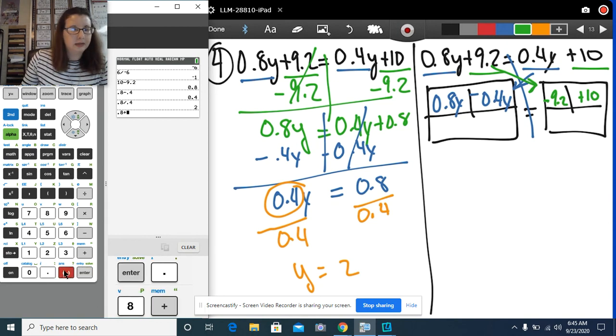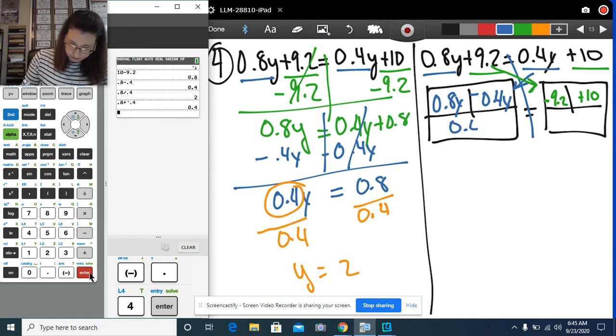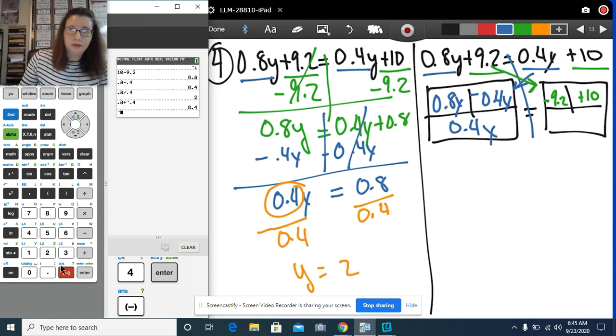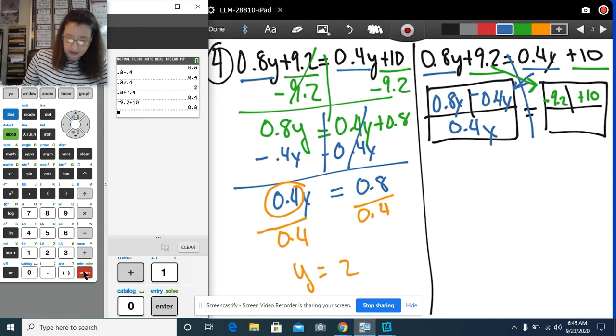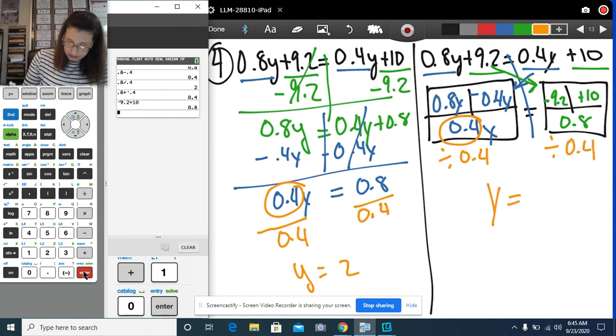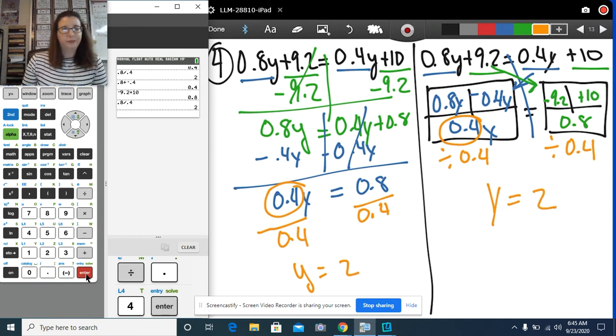0.8 plus a negative 0.4 gives me 0.4. Can't forget that variable. And that is equal to negative 9.2 plus 10. And when I combine those, I end up with 0.8. I'm trying to get my y alone, so I'm going to divide by 0.4, divide by 0.4, and I'm left with 0.8 divided by 0.4. It gives me y is equal to 2.